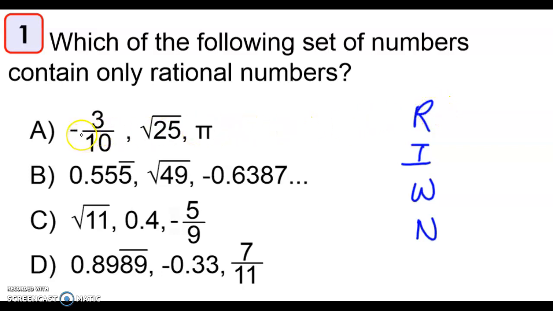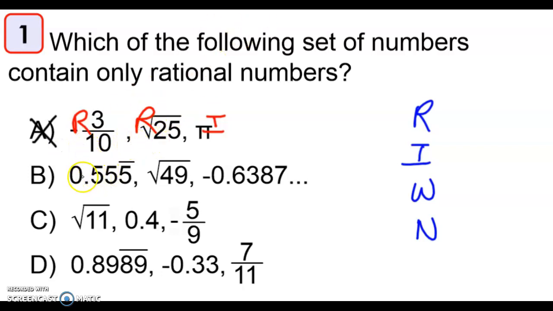So when we take a look at these three answer choices in A, we have -3/10. Well, because that's a fraction, this is automatically rational. The square root of 25 equals 5. 5 is a natural number, and remember, all natural numbers are rational. And then we have the symbol pi here, and that's actually an irrational number. That means answer choice A is not our answer.